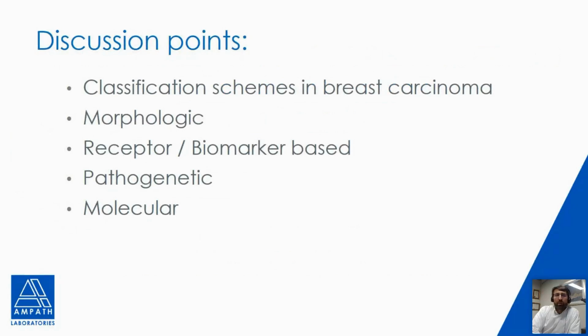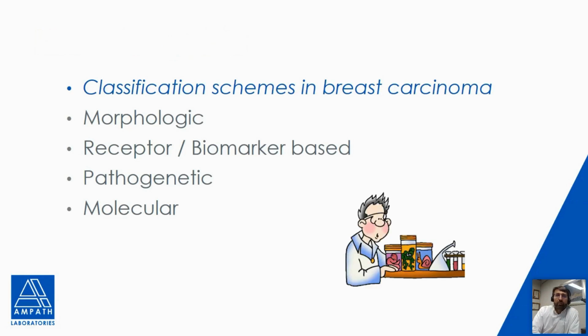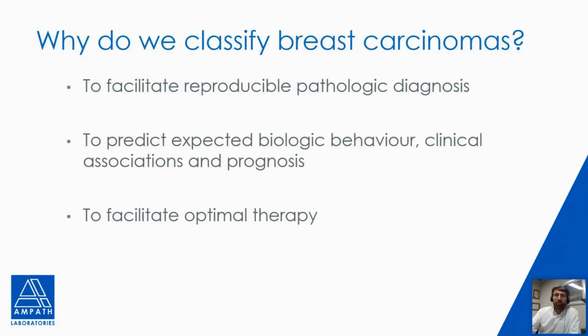So in the next 45 minutes or so, we're going to look at a number of different points with respect to the classification of breast carcinoma. We're going to kick off with a little bit of background as to why we classify breast cancer, or any cancer for that purpose, morphologic classifications, how they started and where we are today, and then move on briefly to receptor and biomarker-based classifications, then on to the pathogenetic classifications, and then finally close with some molecular classifications. So let's start then with why we classify breast carcinoma.